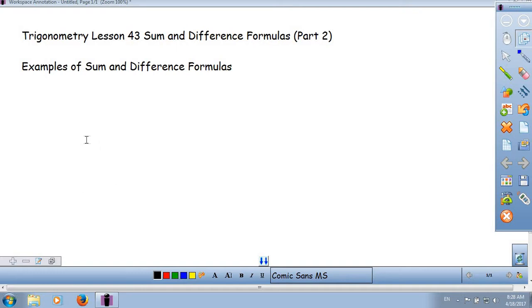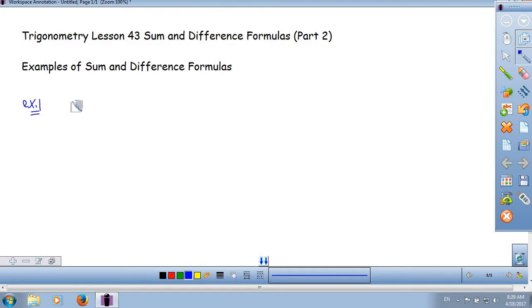We're talking about sum and difference formulas from our last lessons. Yesterday I derived the sum and difference formulas, and today let's look at some examples more extensively. We did two quick examples yesterday, so let's look at some more examples today so you can understand how we can work it out.